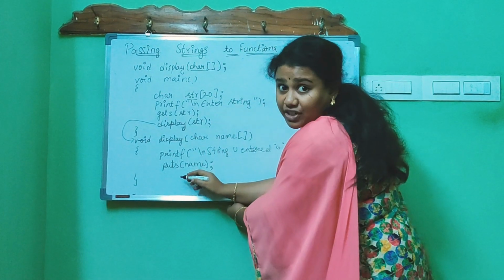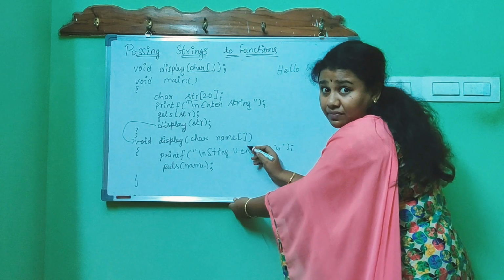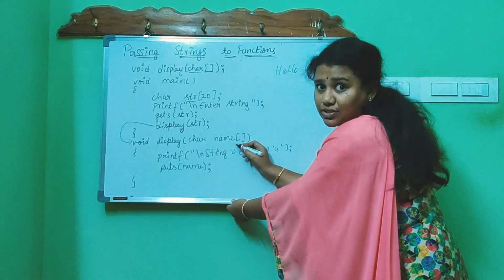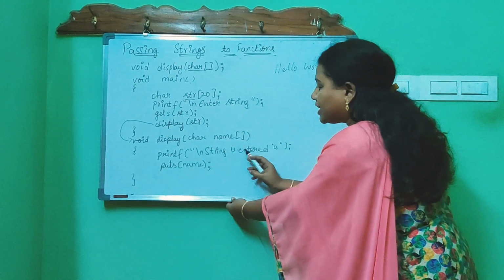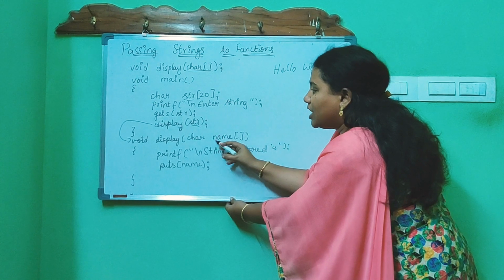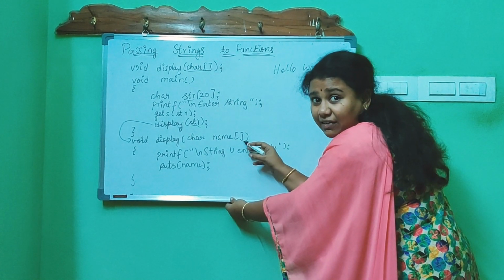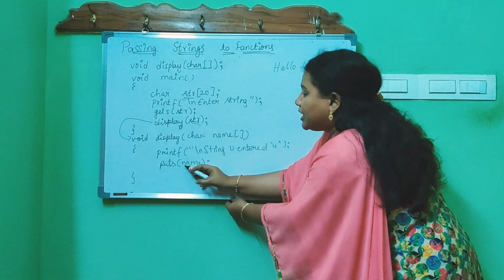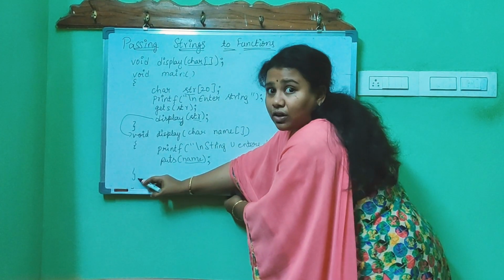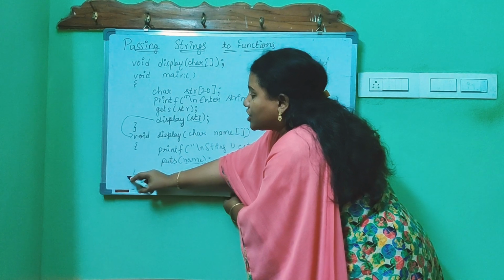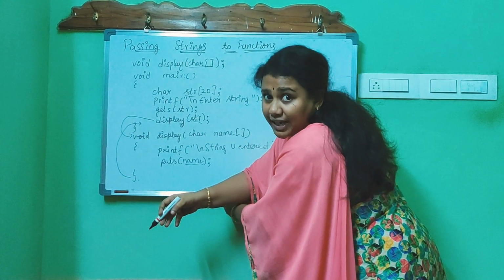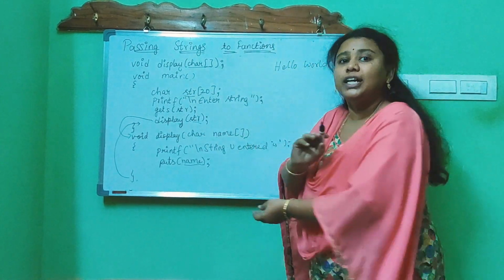Here is the function definition, and the parameter name is already ready for holding this string. Now puts of name prints the string you entered, because I have passed str. Name has taken the value hello world, and you will print that hello world using name. That's it, and we close the called function. After the called function is executed, we go back to the calling function, and there is no line left to be executed, so we stop the execution.